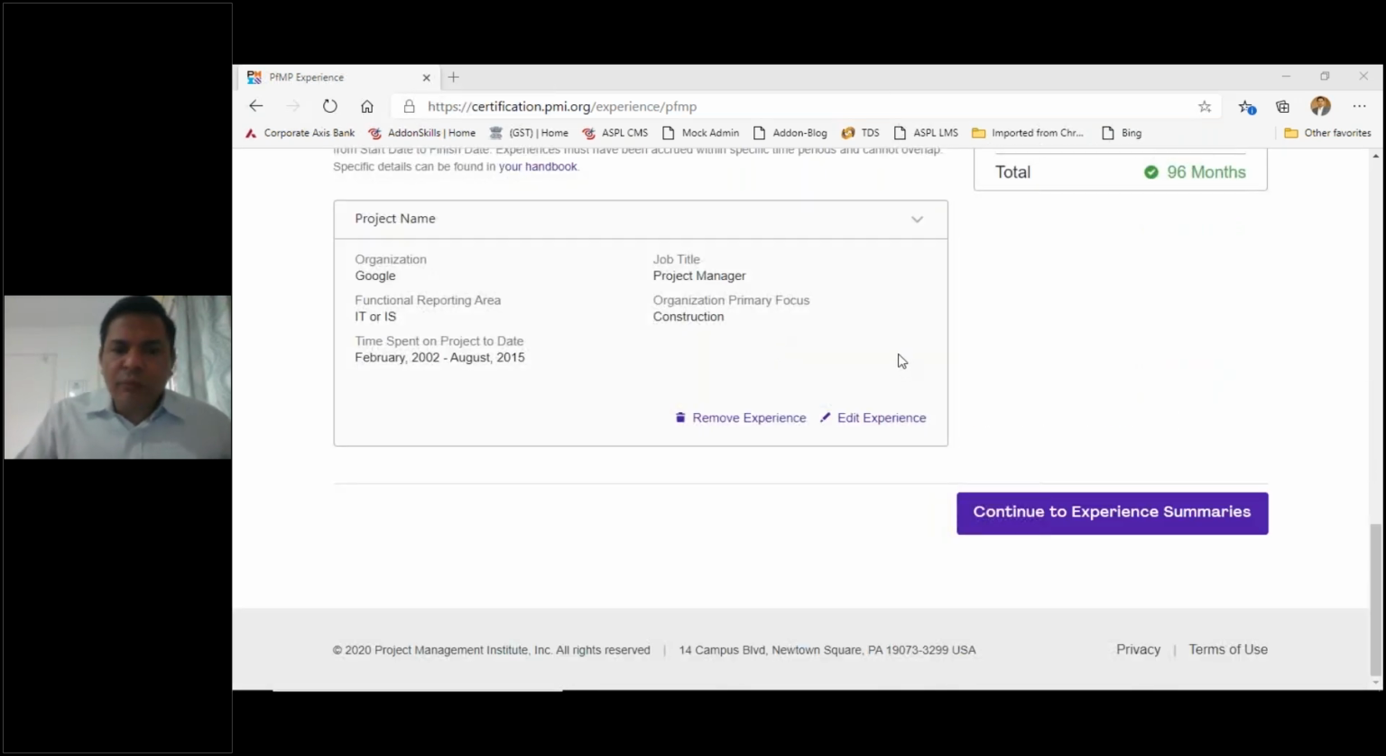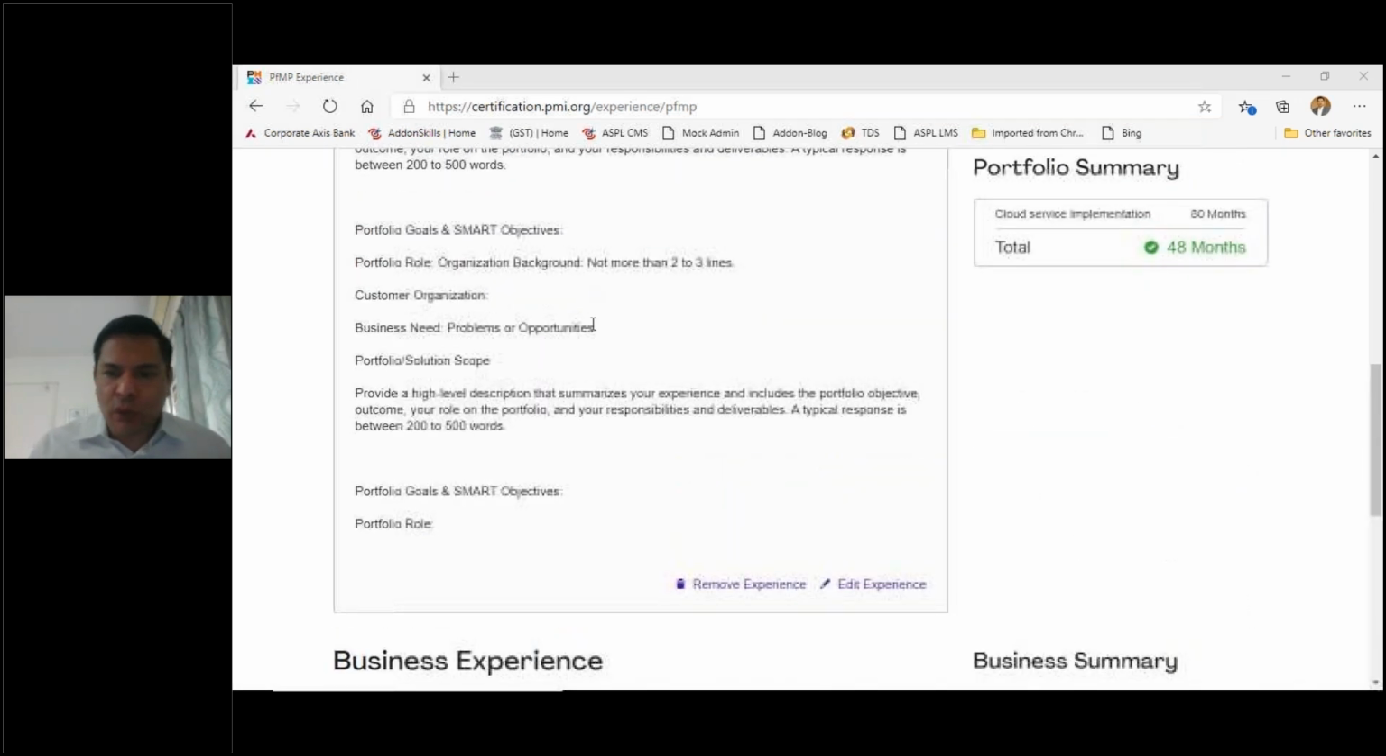In a business experience, you do not have to write any detail. You will just have to put under which project you have that business experience. You don't have to provide any internal detail, just like the portfolio background, that you don't have to provide.